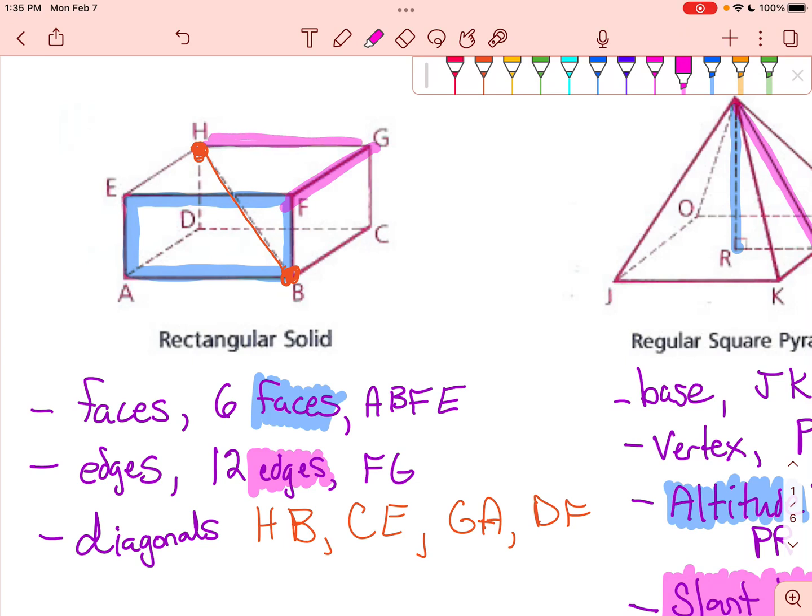From H to G is another edge. Okay, from F to B is another edge. From G to C, those are all what we call edges. And then we have some diagonals. So when we're talking about the diagonals, we're talking about the diagonals of the solid. So HB is a diagonal. So picture from H to B, picture from C to E, again going through, from G to A, and from D to F. So we call those diagonals.